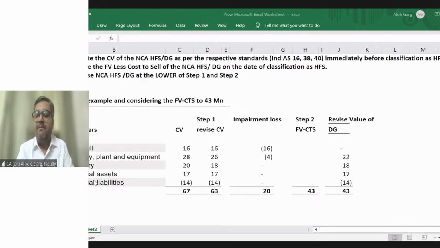The disposal group is very simple. Very simple means the concepts are exactly the same. Step number 1, compute the carrying value as per the respective standard of the respective asset in the disposal group. Step number 2, compute the fair value less cost to sell of the disposal group. Now, if there is any impairment loss, allocate it on the assets of the disposal group. How to allocate? Please apply the principles of Ind AS 36 Impairment of Assets, the principles of allocation of impairment loss to a group of assets. Clear?